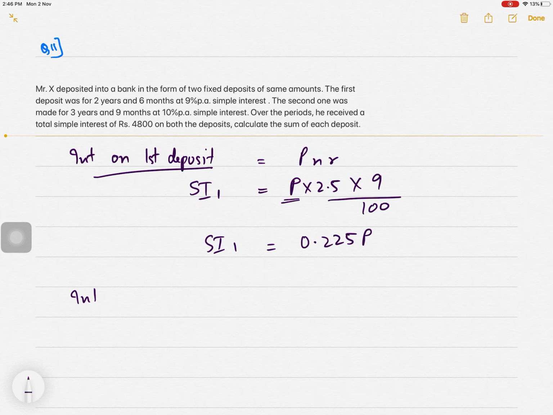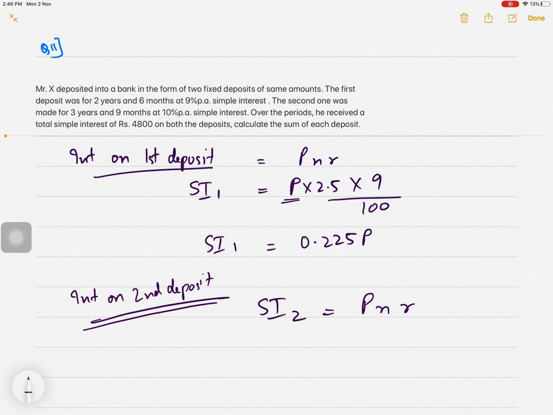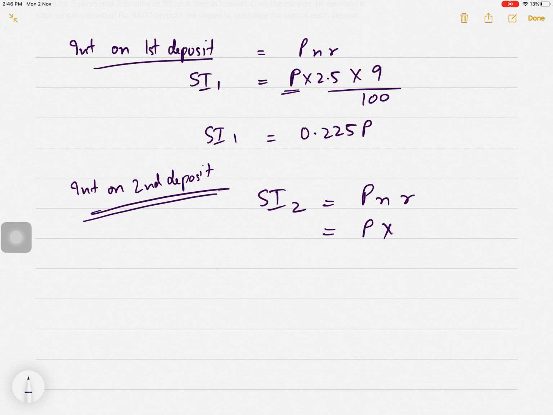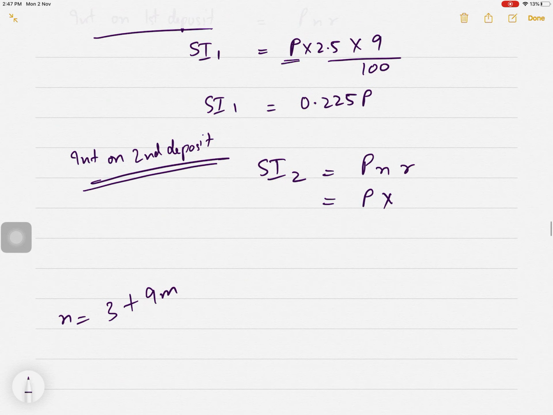Interest on second deposit. Now interest on second deposit, I'll name it as simple interest 2. P into N into R. Simple interest, you don't know how much it is. P is the same, so I'm naming it the same. N is 3 years 9 months. So N is equal to 3 plus 9 months.